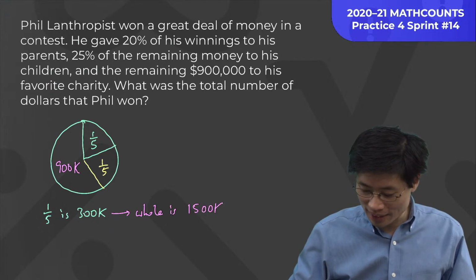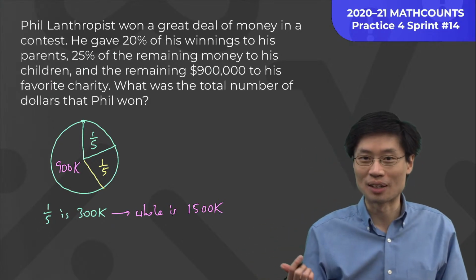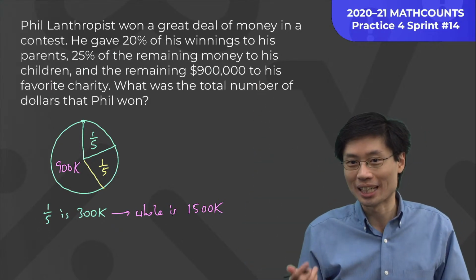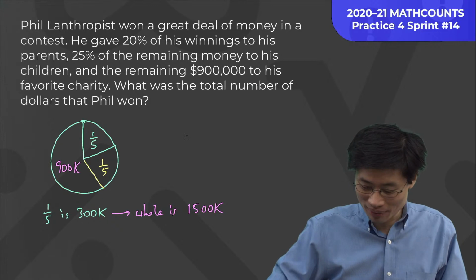I saw people say like 1.5 mil. That's how we'd often think of it. But in this problem, we can't write a K. We have to actually write the number.